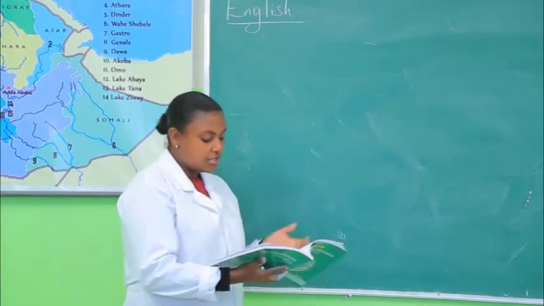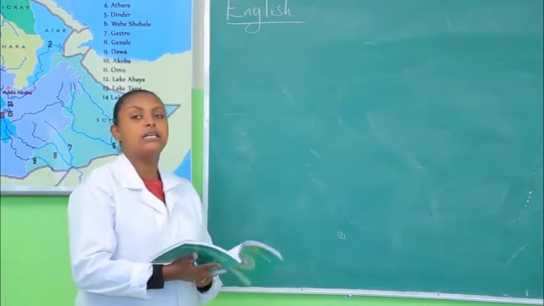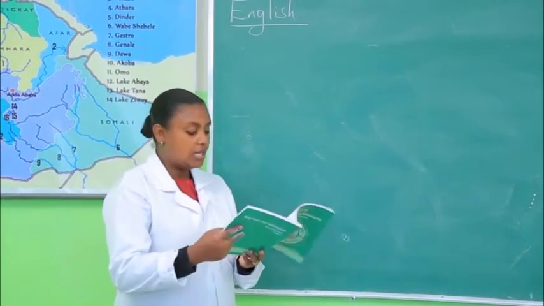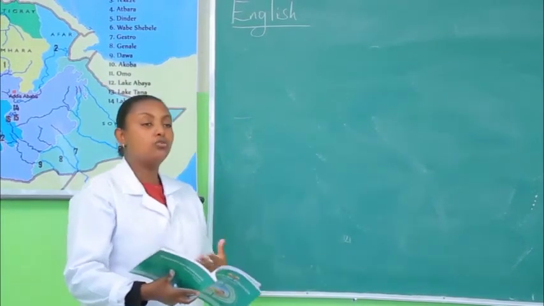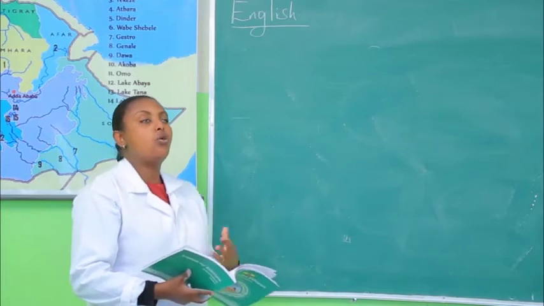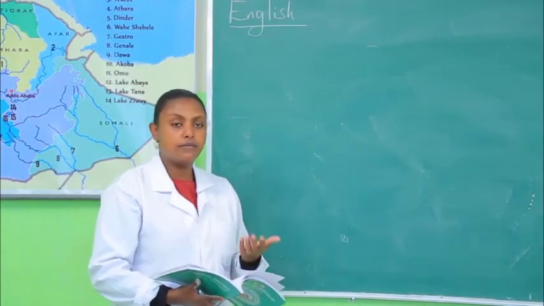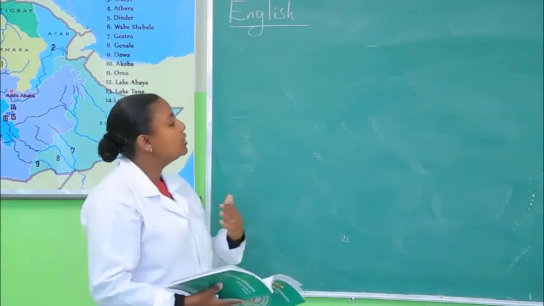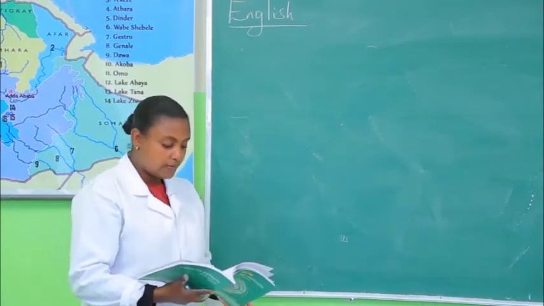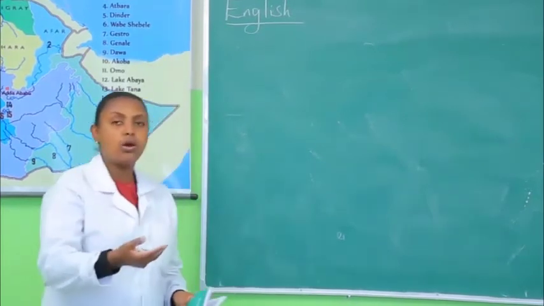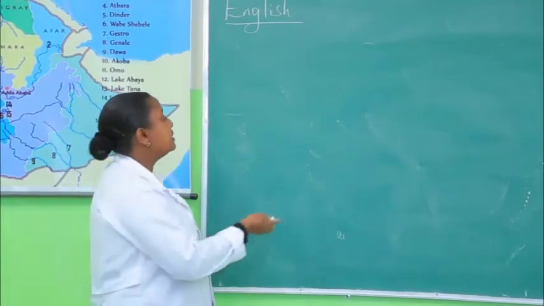The next page is reading, so you can read the passage at home. Roman would like to be a doctor. So what would you like to be in the future? In the future. That is the question. You are going to ask yourself this one. So how are you going to answer this question? It is stated in the book.